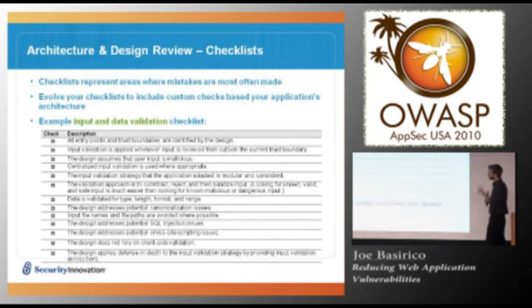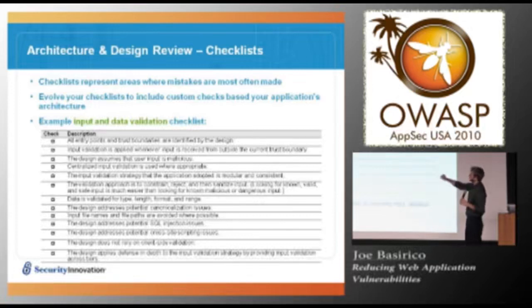So we have this checklist and we go through and say, okay, when we wrote the design, we assumed that all user input is malicious. We centralized our user input validation, check, check, check. And at the bottom, we can be reasonably sure that we've solved this category of vulnerability.